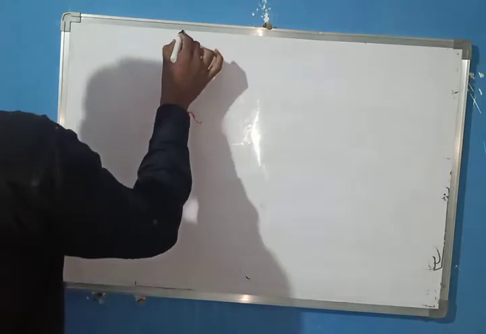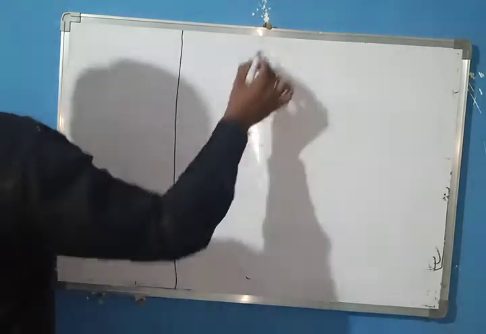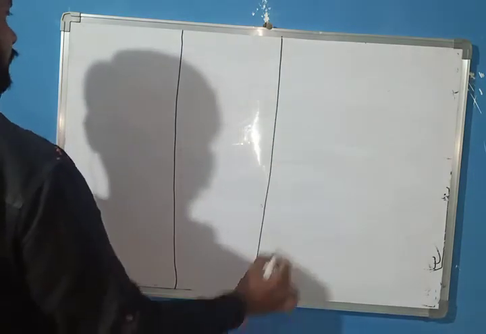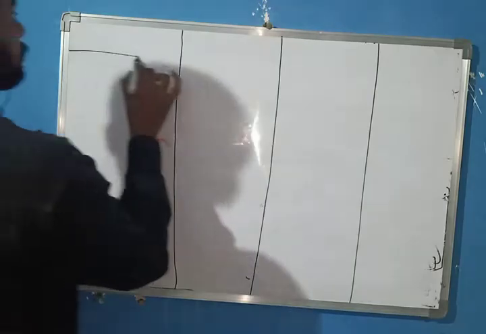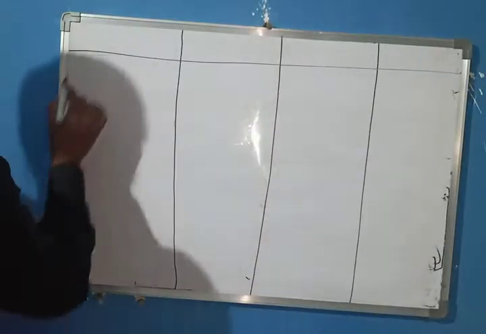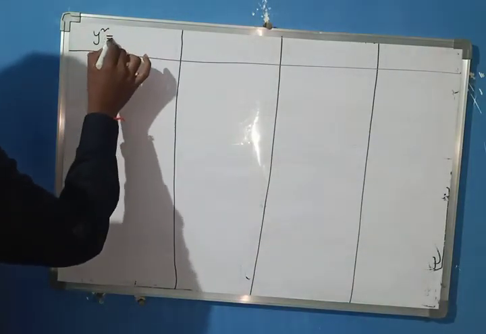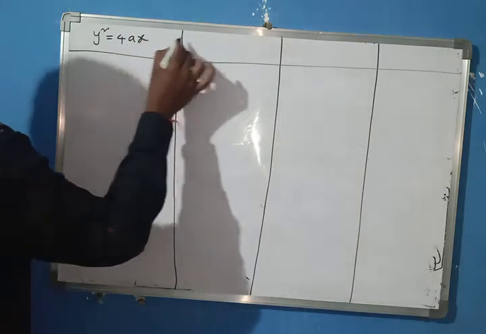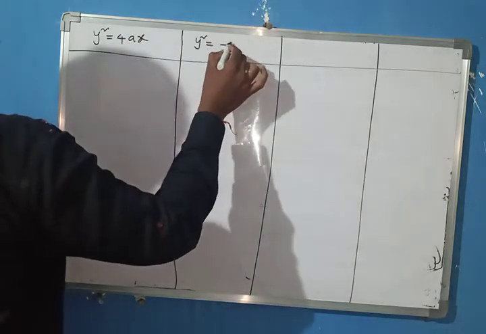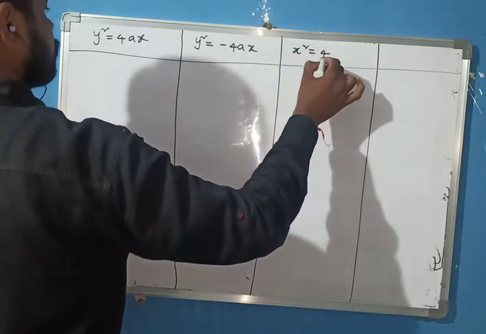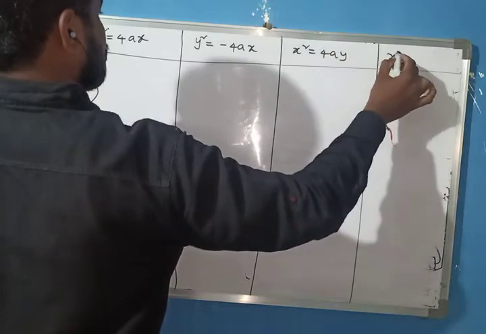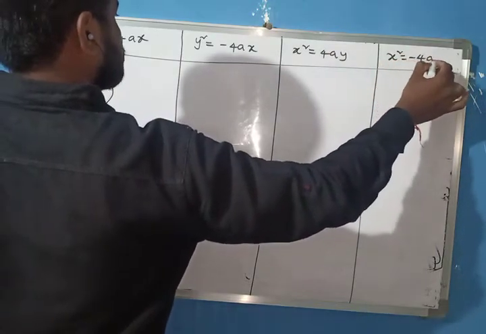Next, various forms of parabola. I am taking tabular form, it is very easy. There are 4 various forms in total. First one, y square equal to 4ax. Second one, y square equal to minus 4ax. Third one, x square equal to 4ay. Fourth one, x square equal to minus 4ay.